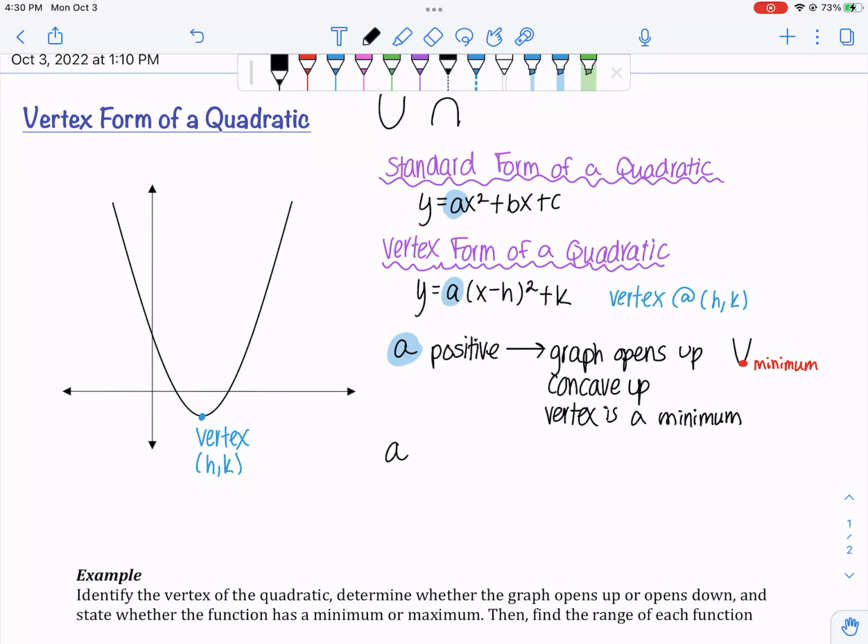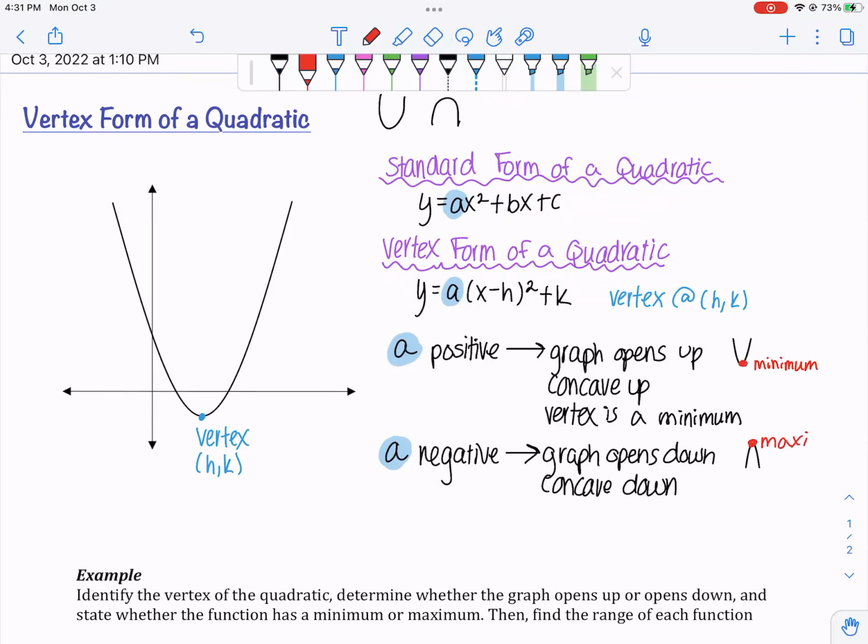If the a value out front is negative, then the graph is going to open downward. So it'll look like this. This shape, as you can see right here, is concave down. And the vertex of this graph ends up being the maximum of the graph, just by the shape it is.